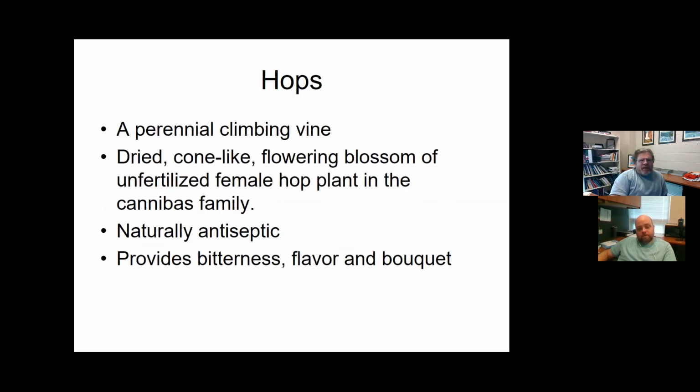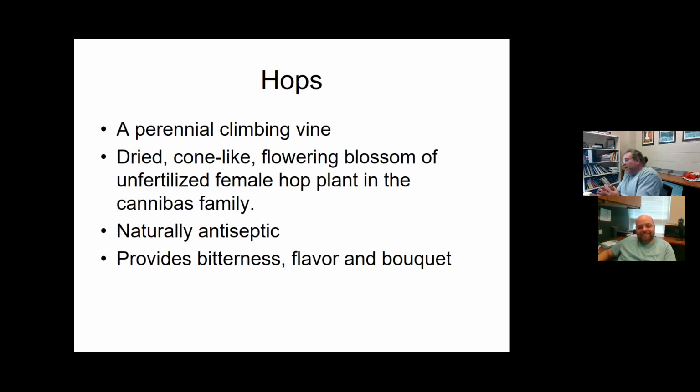Hops. Hops, like I said, is a cannabinoid. It's a vine, a climbing vine. It looks kind of like a little green pine cone. Let's be honest, the first introduction most people had to hops is a Sam Adams commercial. Probably.